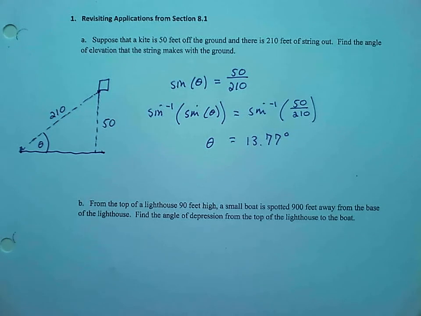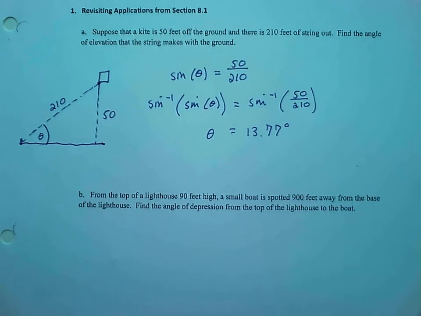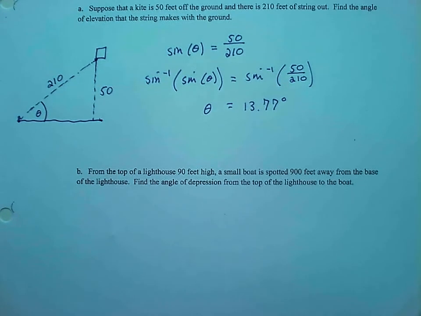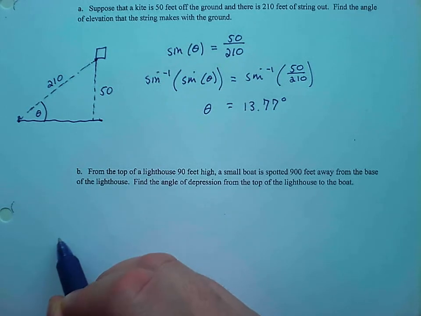Again, now would be a good time to pause the lecture video and give the next problem a chance by yourself. It's really similar to part A. So let's do it. From the top of a lighthouse 90 feet high, a small boat is spotted 900 feet away from the base of the lighthouse. Find the angle of depression from the top of the lighthouse to the boat.